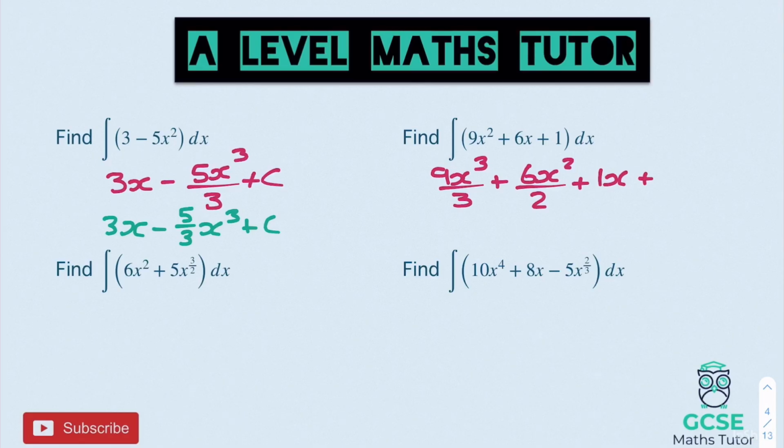and then we've got our plus c at the end. There we go, and simplifying this down, 9 divided by 3 is 3, so we have 3x cubed. 6 divided by 2 is 3 again, so 3x squared, plus 1x, which is just plus x, and then our plus c at the end. Right, there we go, so there's our second one.